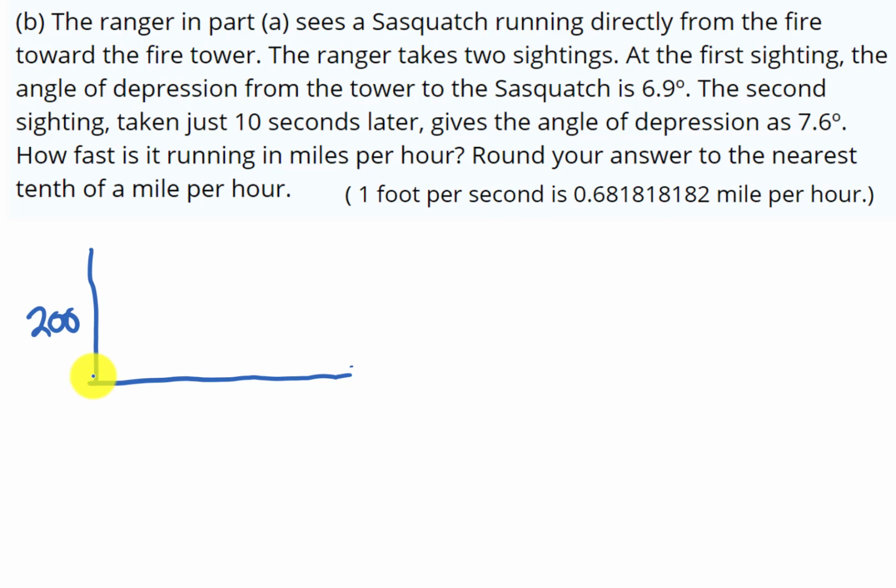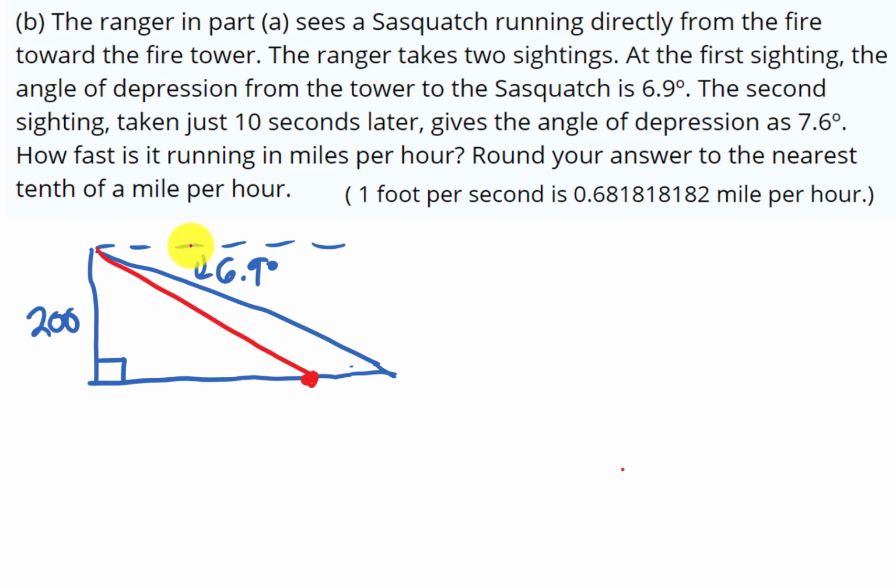At the first sighting, the angle of depression, remember angle of depression is measured off the horizontal down. And so the first sighting, that angle of depression is 6.9 degrees. Okay, and then he makes a second sighting, and in the second sighting then this Sasquatch just keeps running towards the tower, so it would be closer. And let's make that second sighting, and this angle would be 7.6 degrees. How fast is it running in miles per hour?